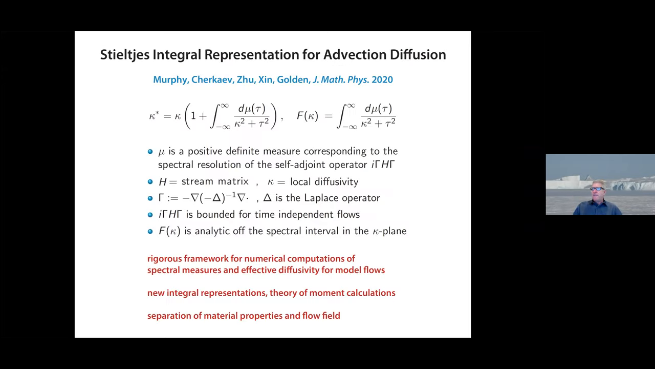And here are some of the fluid flow fields from my tracer experiments that you see in these sea ice blocks. This is a monster paper we finally published in the Journal of Mathematical Physics last year, a slightly different version of these integral representations, with all the basic theory, and a rigorous framework for numerical computations of the spectral measures as well as effective diffusivity, and a whole theory of how to calculate the moments, like for sea ice microstructures and so on.